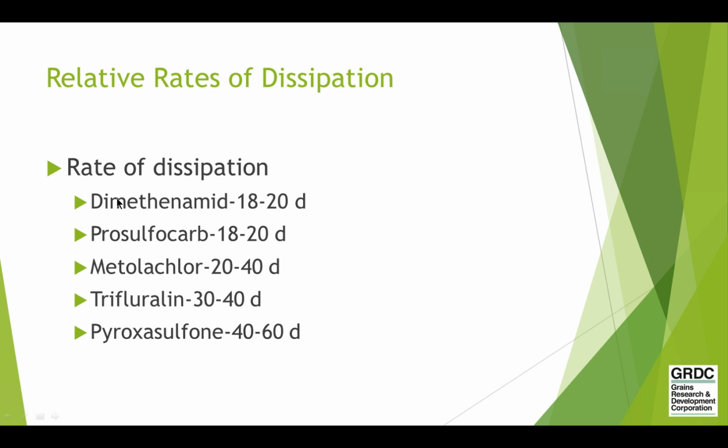The final factor that I want to look at is just the relative rates of dissipation. If we rank these 5 herbicides, dimethenamid and prosulfocarb are degraded or dissipated the most rapidly, with half-lives of anywhere from 18 to 20 days. This is just average numbers. Followed by metolachlor and trifluralin, which are more in the 20 to 40-day range, and then followed by pyroxasulfone, which of all these 5 herbicides probably dissipates the most slowly, with a half-life of 40 to 60 days.